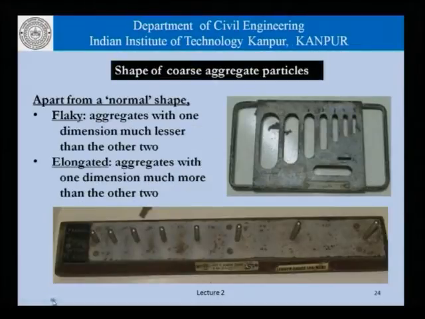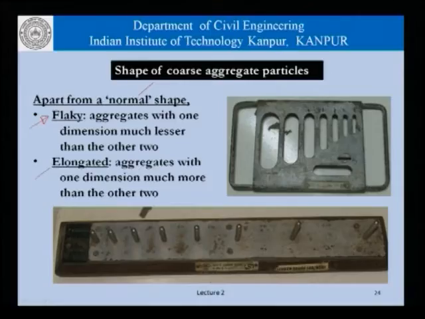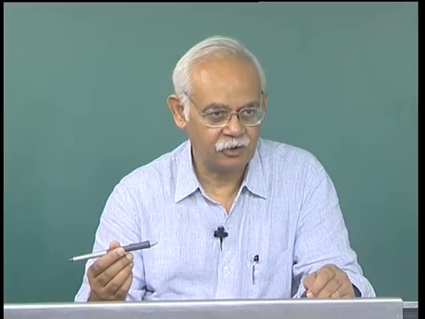Coming to the shape of coarse aggregate particles, we do not talk of shape of fine aggregate particles. For coarse aggregate particles, apart from the normal shape, we sometimes use the term flaky aggregates. We use the term elongated aggregates. Now, what does flaky mean? Flaky means aggregates with one dimension much less than the other two. So, a notebook for that matter is a flaky object. Elongated aggregates are those where one dimension is more than the other two. So, this pen, for example, is an elongated object.